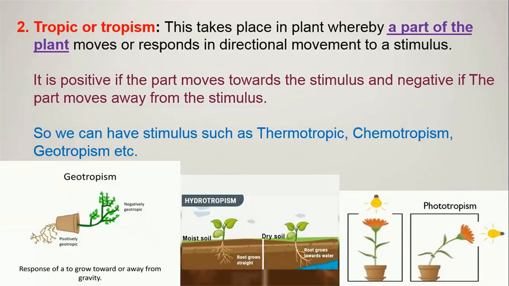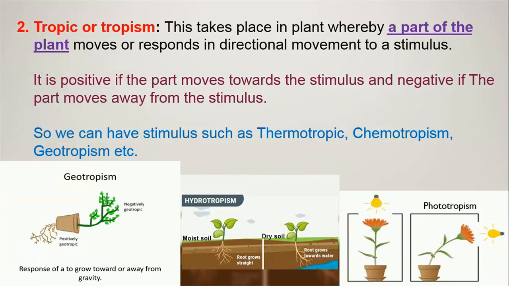Number 2 is tropic or tropism. This takes place in plants whereby a part of the plant moves or responds in directional movement to a stimulus. Now don't forget the meaning of directional. It is positive if the plant or the part of the plant moves towards the stimulus, and negative if the part of the plant moves away from the source of stimulus. So we can have responses such as thermotropic, chemotropism, geotropism, and so on. Now here are images showing different kinds of tropic response.